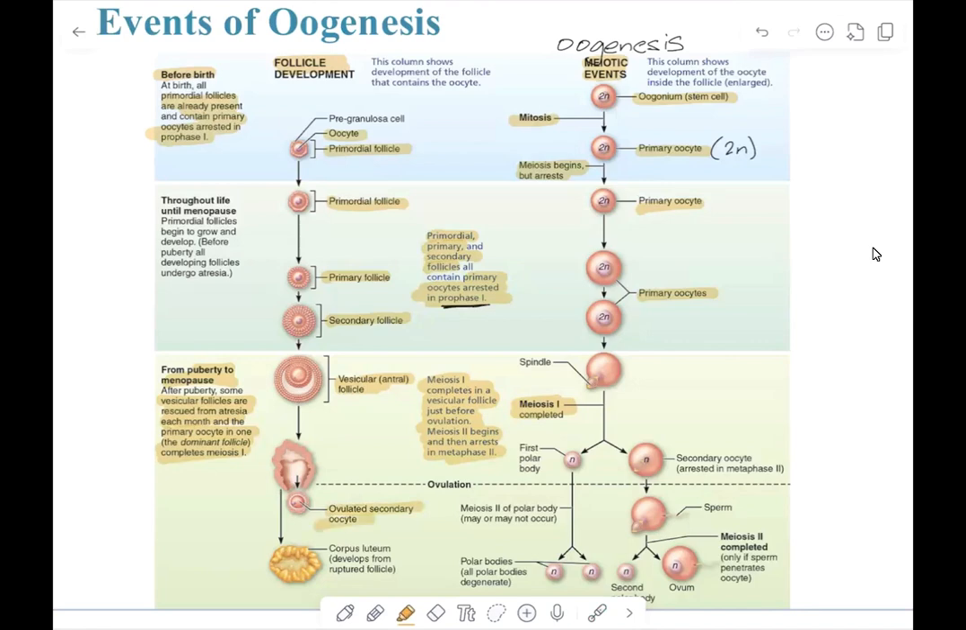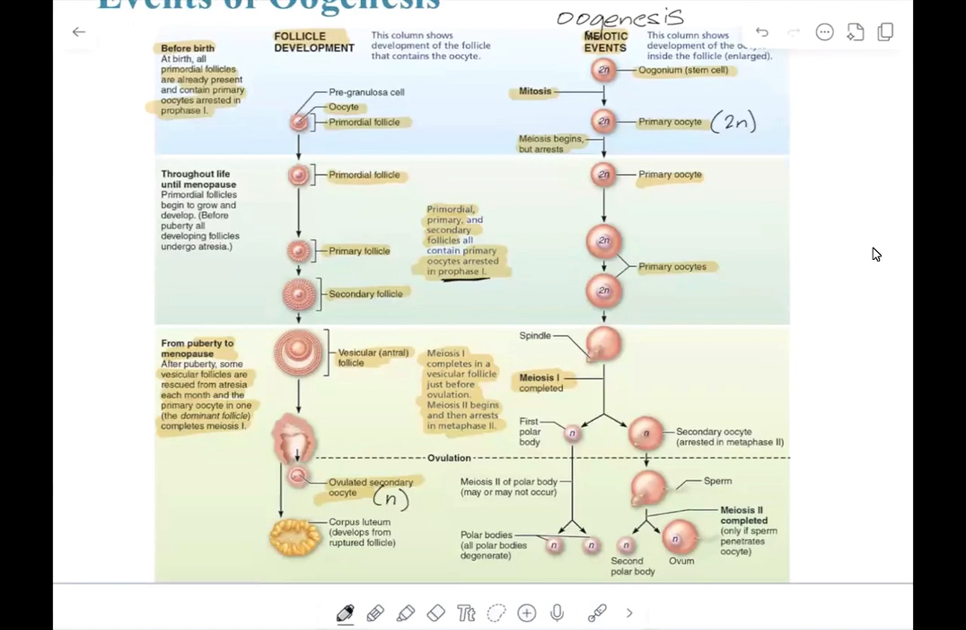And as you know, as long as you see secondary, you know that it has to be haploid. Now, that secondary oocyte is paused, it's arrested in metaphase 2. So this is where it does not complete meiosis 2 unless ovulation happens. So in this case, if fertilization happens, this was the ovulation happening here. But if fertilization happens, if the sperm is able to fertilize that egg, that is when it completes meiosis 2, because it was paused, remember, in metaphase 2.